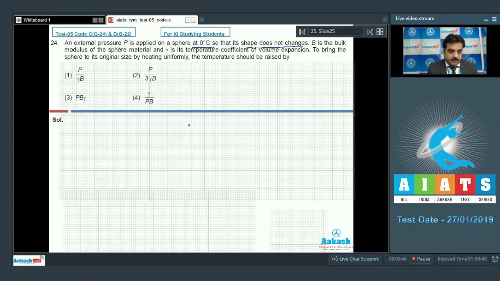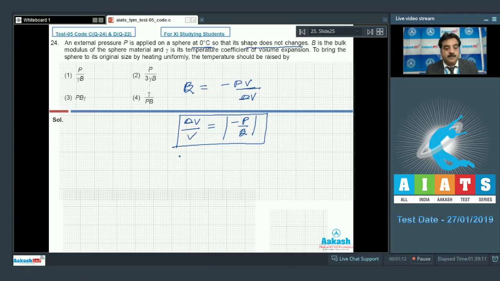So we can solve this question because we know that the bulk modulus is given by minus P V upon delta V. Okay, so we can write delta V upon V with the modulus as P upon B. So we can make this relation. But why are we going to make this? Because we need the temperature raised by.